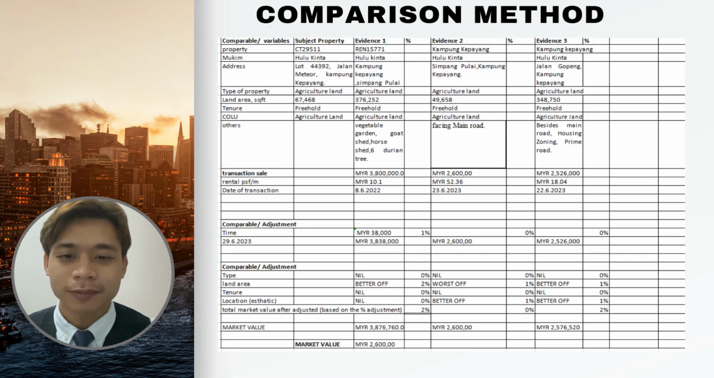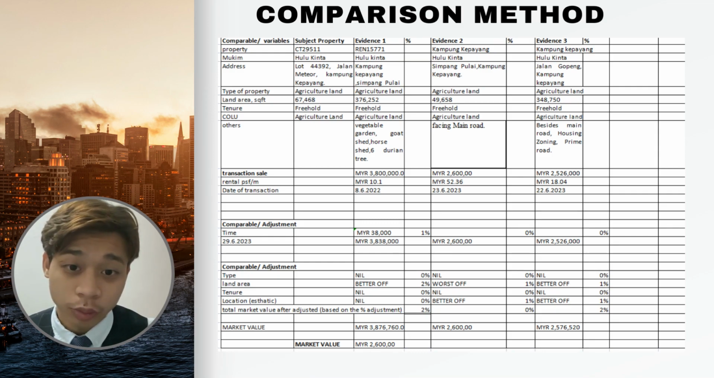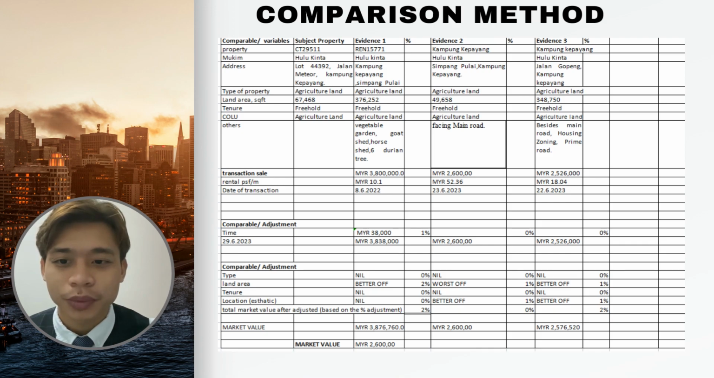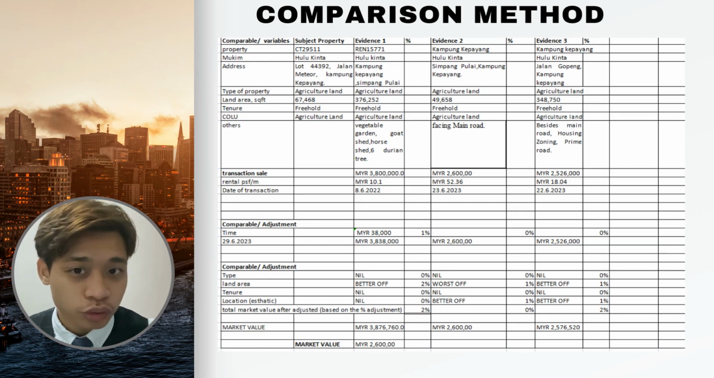Well, it's me again, and now we go to the comparison method. We compare with three similar lands around the Kampong Kepayang area. We gain the information from the iProperty website, Mudamai, and PropertyGuru. We list down the type of property, land area by square feet, tenure, and the land use. And then we list down the updated info about the area development for each property.